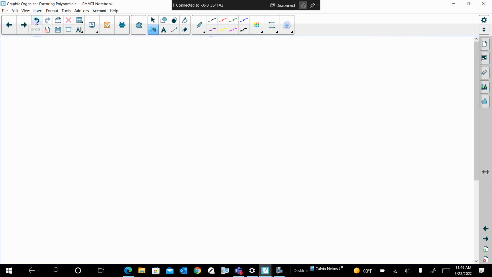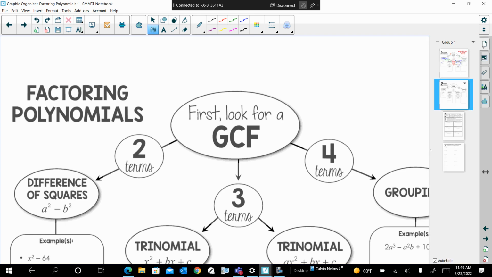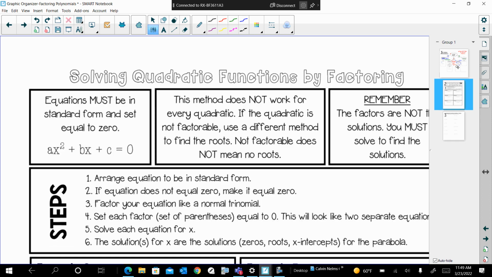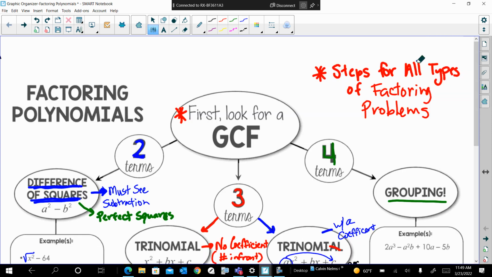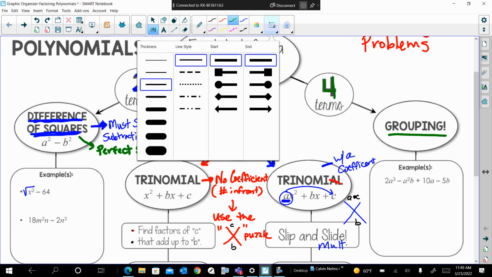Oops, sorry. What happened? Undo. I don't need that. There it is. Just trying to change this font.